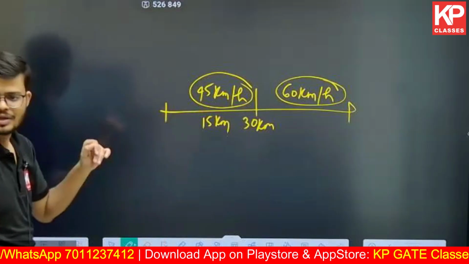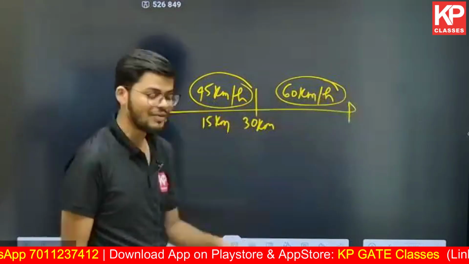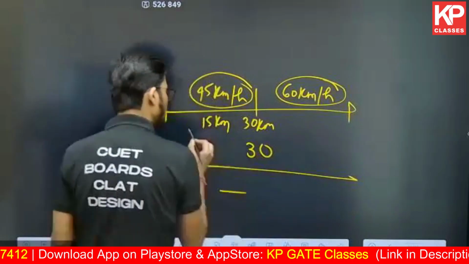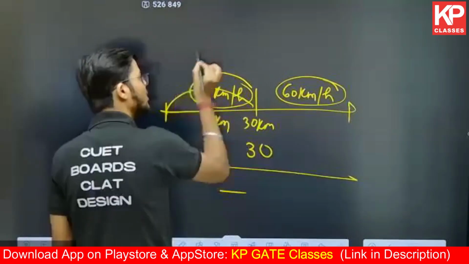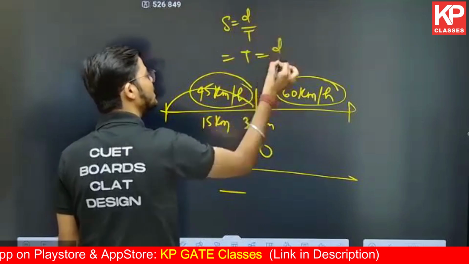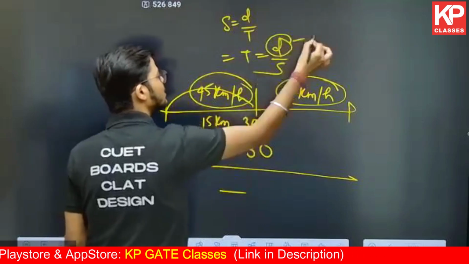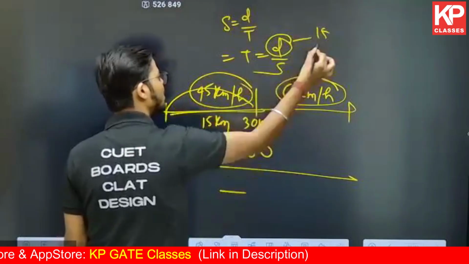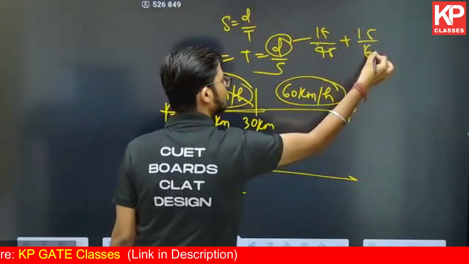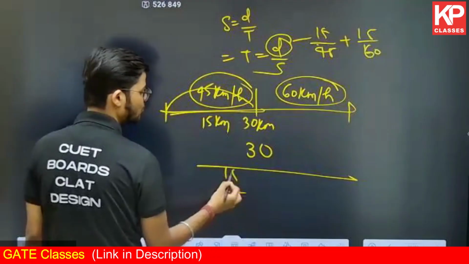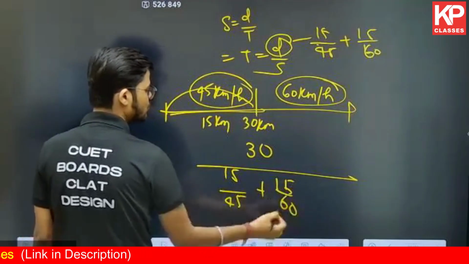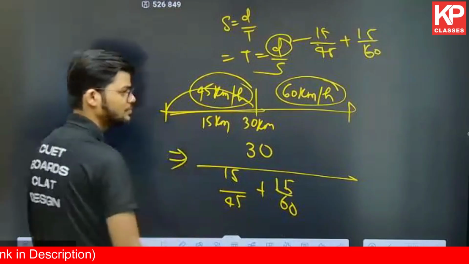So how are we going to find it? What is the total distance that you are going to travel? It is 30. Total distance divided by total time. What time have you taken? You know that speed is equal to distance upon time, so time is equal to distance upon speed. Distance is 15, at a speed of 45. Another 15 at a speed of 60. So this will be 15 upon 45 plus 15 upon 60. Once you simplify it, you'll get the answer.